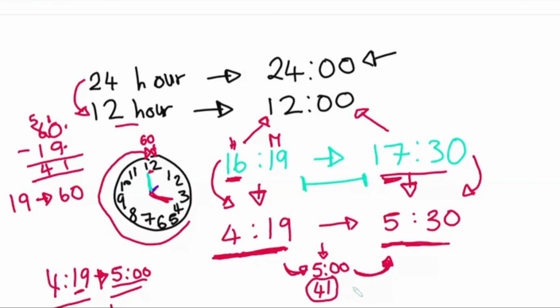Now that one's quite simple, because from 5 o'clock to 5:30, how many minutes? Nice and simple. From 5 o'clock to 5:30 is 30 minutes. We know that, because 5 o'clock, 5:30, there's 30 minutes. All right, nice and simple. What do you think we're going to do next? Yep, we're going to add these together. So we've got 41 plus 30.